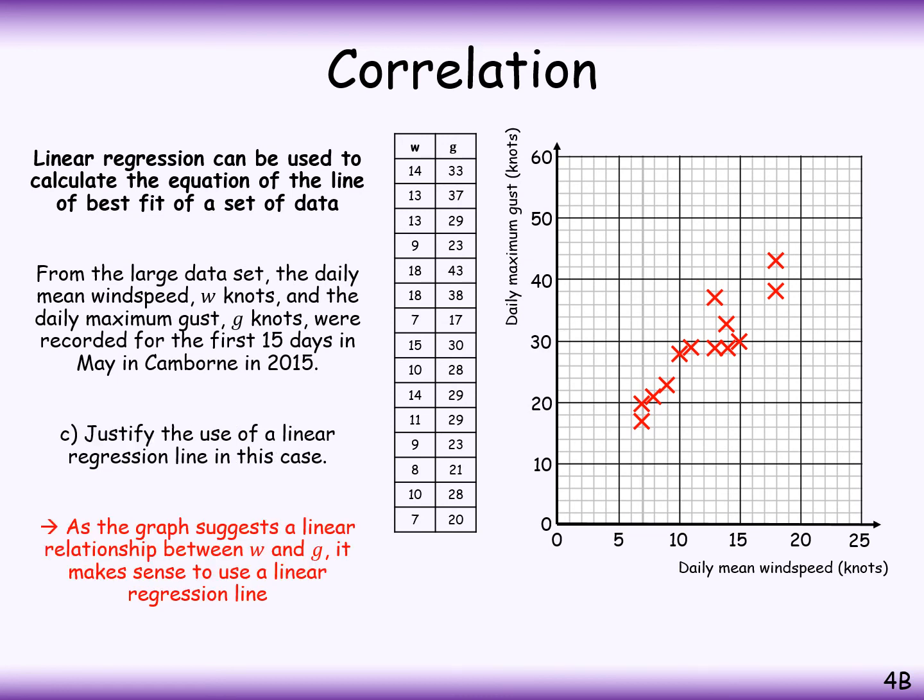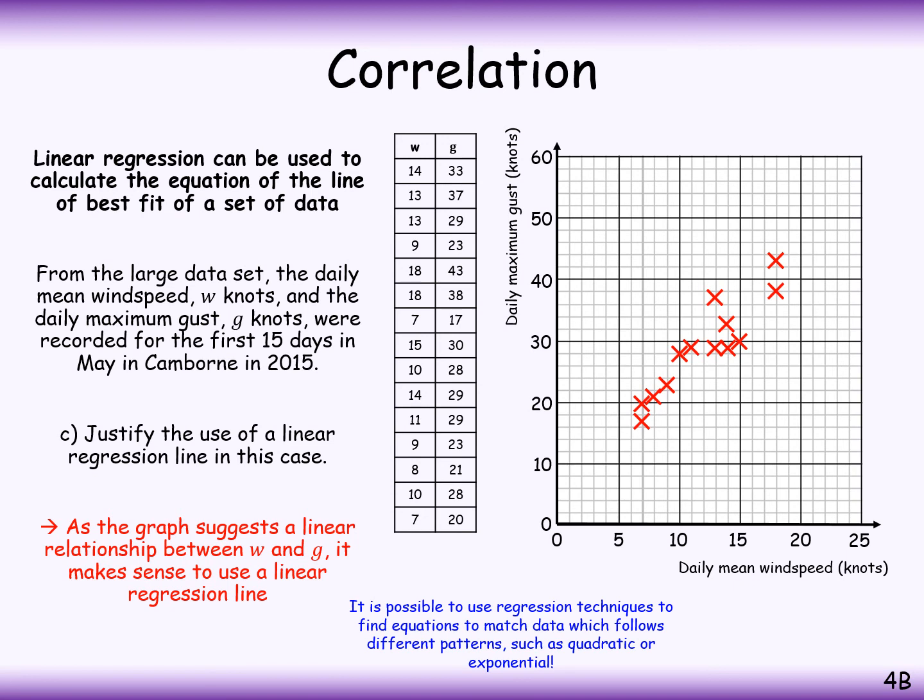Okay, and lastly, we're asked to justify the use of a linear regression line in this case. As the graph suggests a linear relationship between W and G, it makes sense to use a linear regression line. And that's what you simply write in the exam.